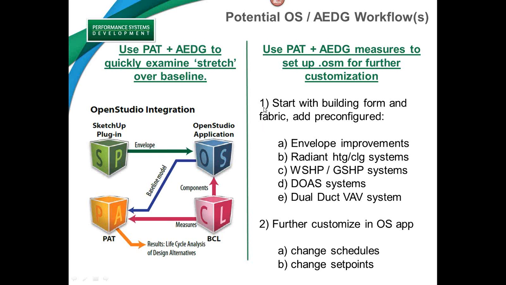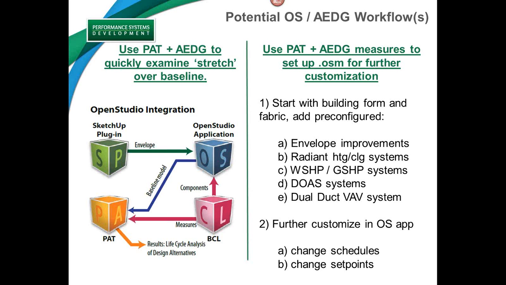The second workflow on the right might be a little different. It's essentially saying, well, start with the model you have and use these measures to create a better model, a better baseline, if you will. And some of you might be familiar with the term technical potential or something like that, and we say, well, how do we build a technical potential model? Well, one way might be to, again, start with your basic form and fabric of the building, and just add these measures to it. And then your baseline model becomes an AEDG model, essentially. So that's a different workflow.